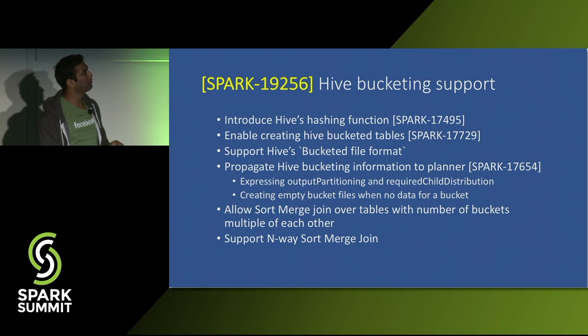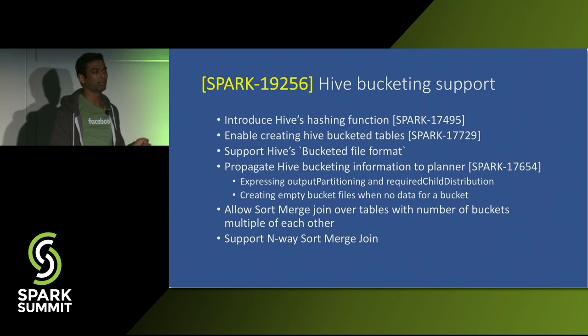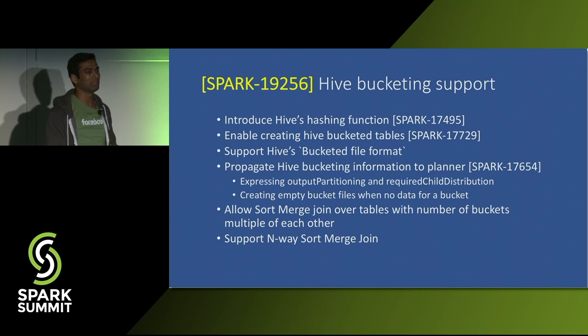I'll go over roughly what these individual tasks are. So first is to have a Hive compatible hashing function inside Spark. Later on, enable creating bucketed tables, Hive bucketed tables, in Spark. That means that if you are bucketing, then you need to store that information in Metastore. And if you are reading a bucketed table, then you have to read this information back from Metastore.